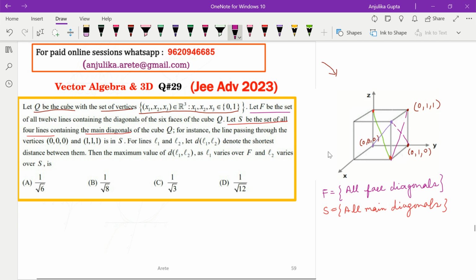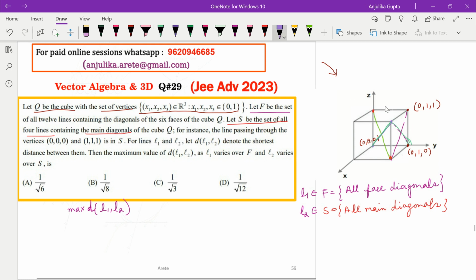Next, they are talking about if I take a line in the first set and I take another line in the second set, that means a line which is a face diagonal and another line which is a main diagonal, what is the max distance between the two lines? Now, if we look at the diagram, what do we see? If I see this line that is a main diagonal and this line which is a face diagonal, can you see that they are meeting each other? And so the distance between them is 0.